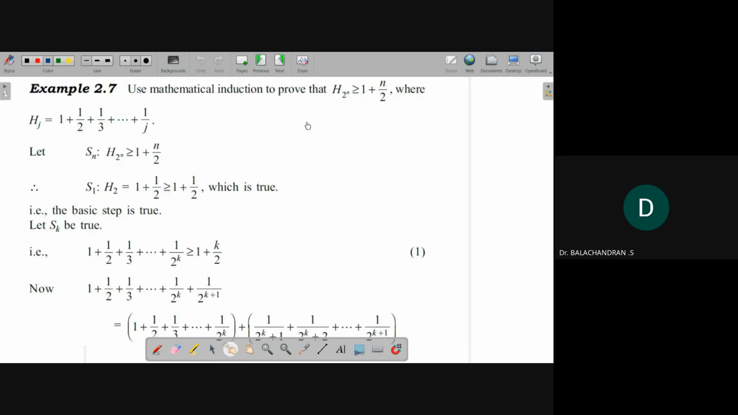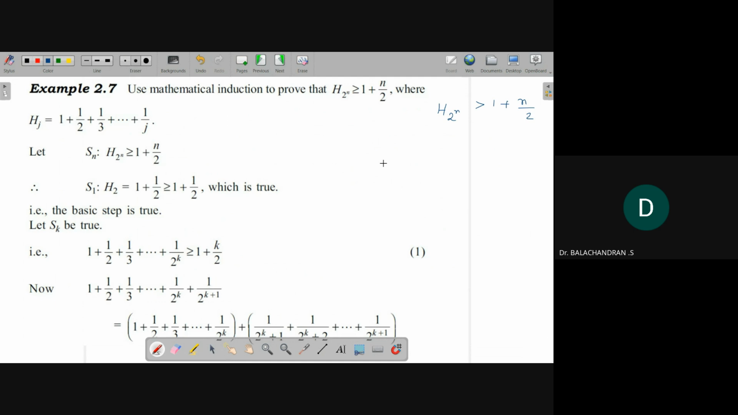So this is the problem. So use mathematical induction to prove that H 2 power n is greater than or equal to 1 plus n by 2. I need to prove this. So where Hj is equal to what? 1 plus 1 by 2 plus 1 by 3 plus dot dot dot plus 1 by j.